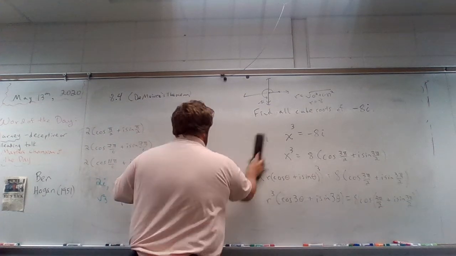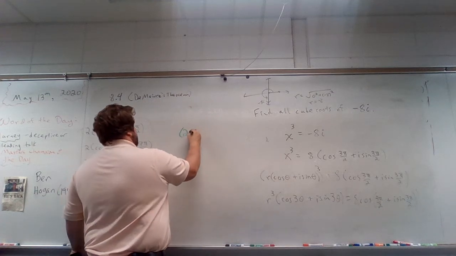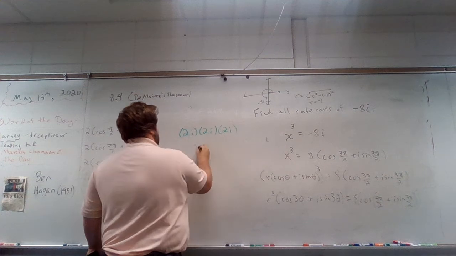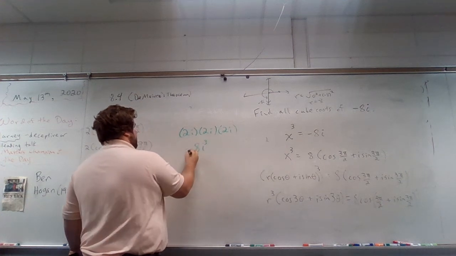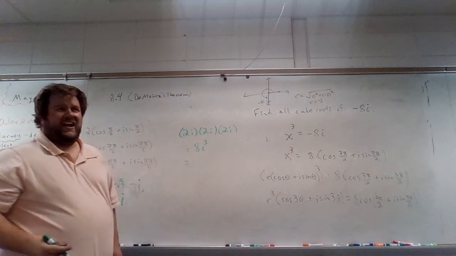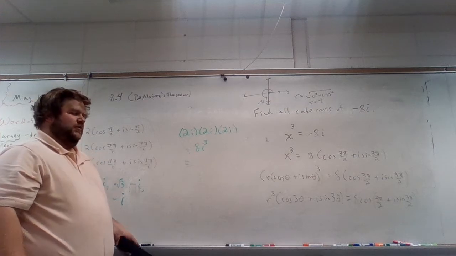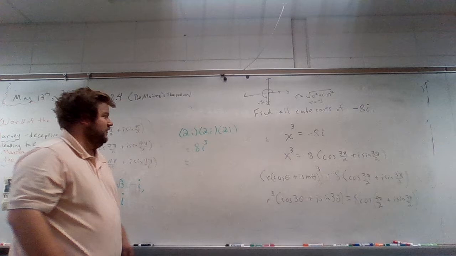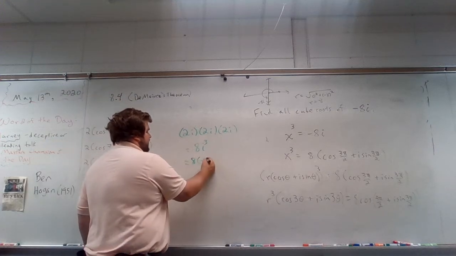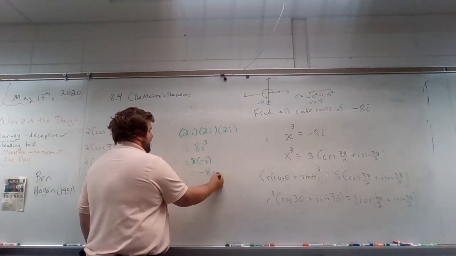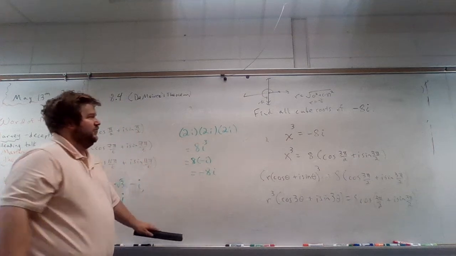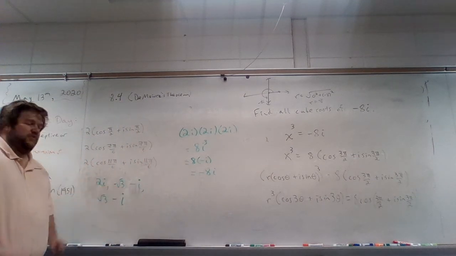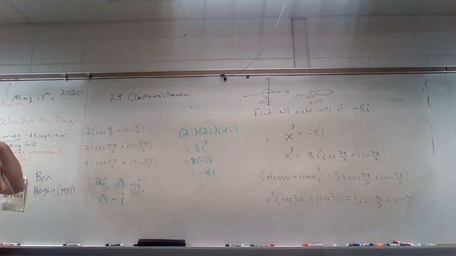So if I do 2i times 2i times 2i, that's 8i cubed. You may remember that i squared is negative 1, so i cubed is negative i, right? So 8 times negative i is just negative 8i. That's why 2i is one of the cube roots of negative 8i, and apparently these other two are as well if you go through and cube them.